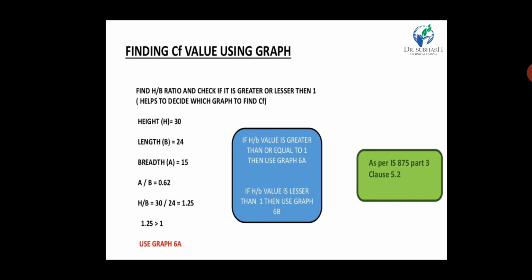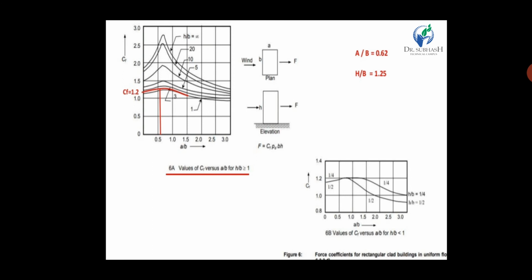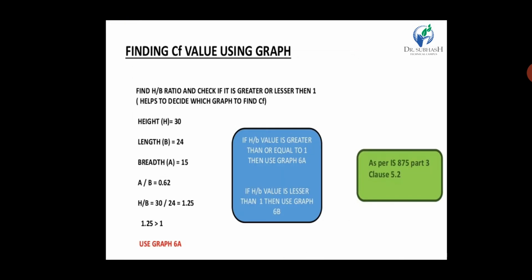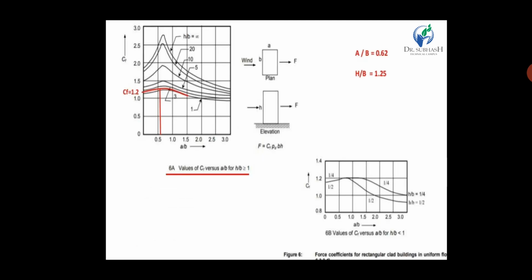Graph 6a is for H by B greater than 1, and 6b is for H by B less than 1. So in our given data we should use graph 6a. Now you can see graph 6a for H by B greater than 1. On the horizontal axis the A by B ratio is given. Our A by B ratio, as you can see in the previous slide, is 0.62, and our H by B ratio is 1.25.